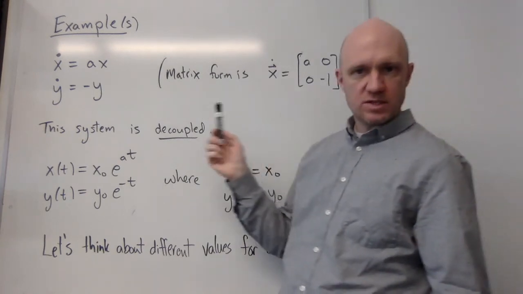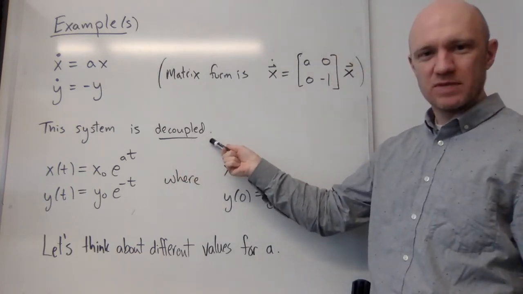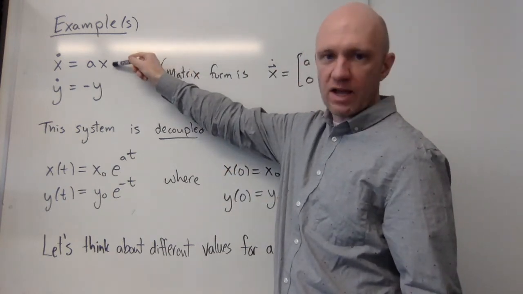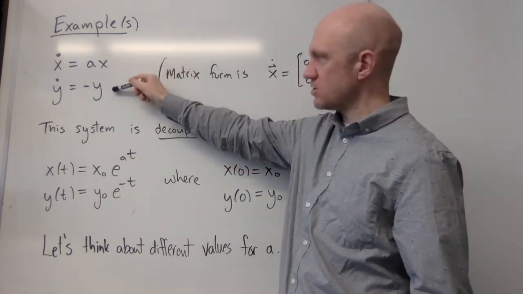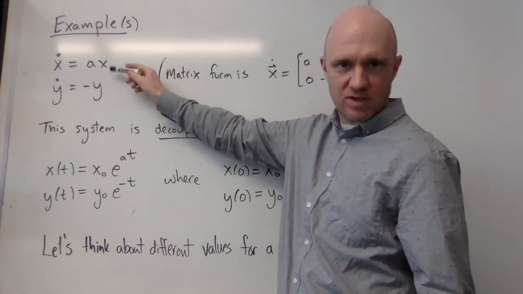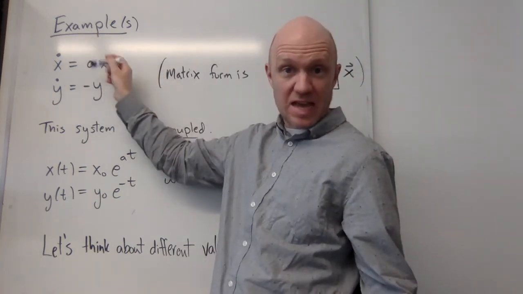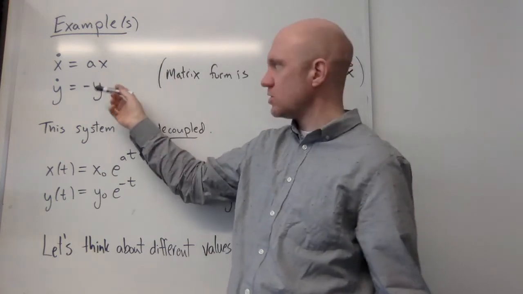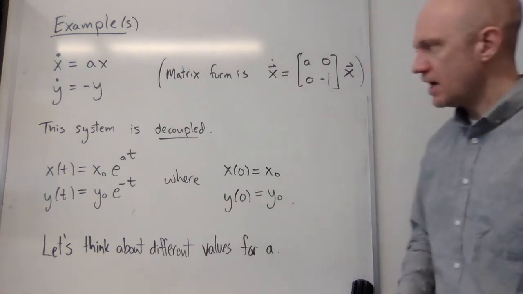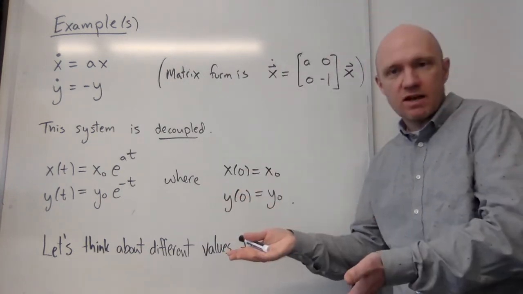Now, one thing to notice, and this is a little vocabulary word, is that this system is decoupled. It's not coupled, it's decoupled. And what that means is that essentially there's no y appearing in the differential equation for x, and there's no x appearing in the differential equation for y. So essentially these two guys are just living separate lives, doing their own thing. They can behave together, but there's no interaction between the two. The value of y doesn't influence x and vice versa. Okay. And because it's decoupled, we just basically have two separate 1D systems, and we can solve them.